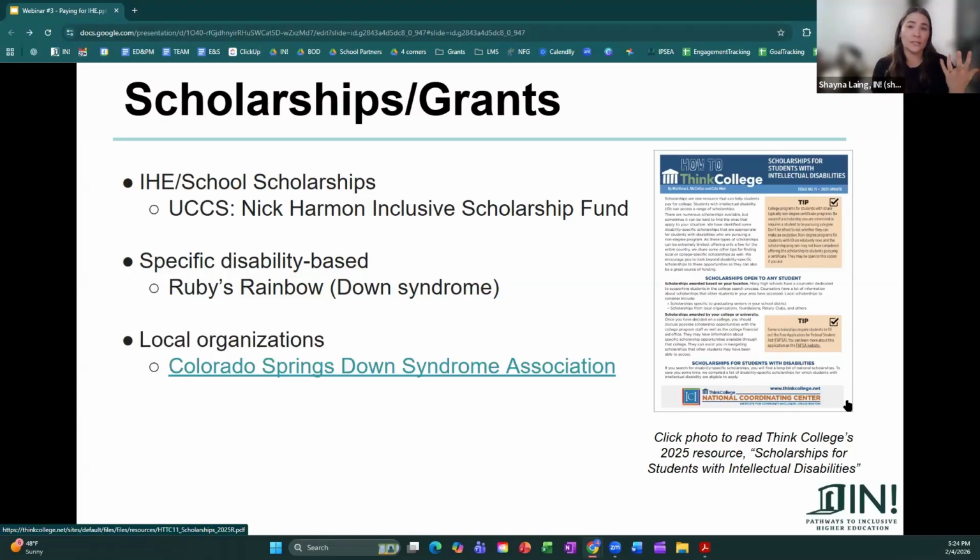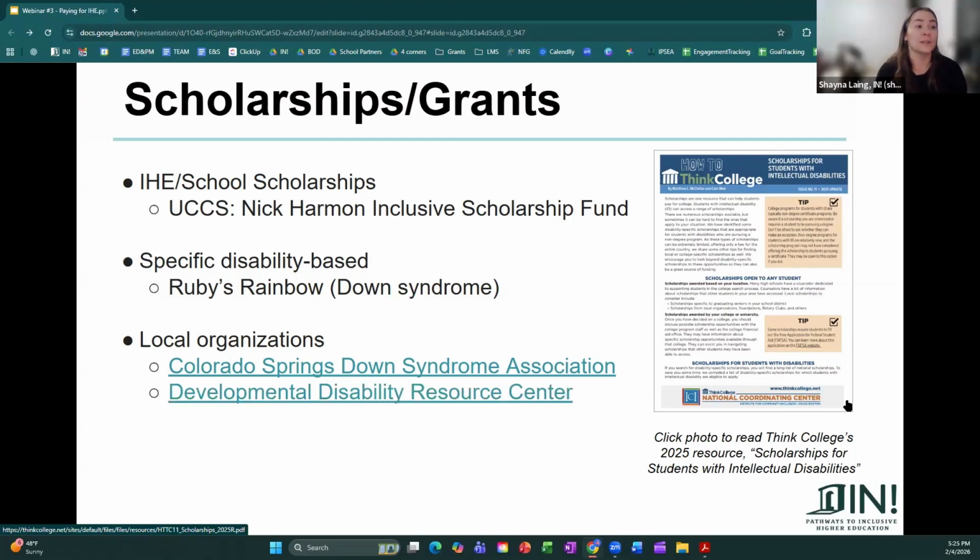And then there's some local organizations that may not be a case management agency, but again, have pockets of funding that want to support students with disabilities in their pursuit of their future goals. So we know that the Colorado Springs Down Syndrome Association has provided some scholarship funding in the past. Developmental Disability Resource Center has done that. North Metro Community Services, they have a grant application for community members. And so it's always worthwhile to toss it out there and see.